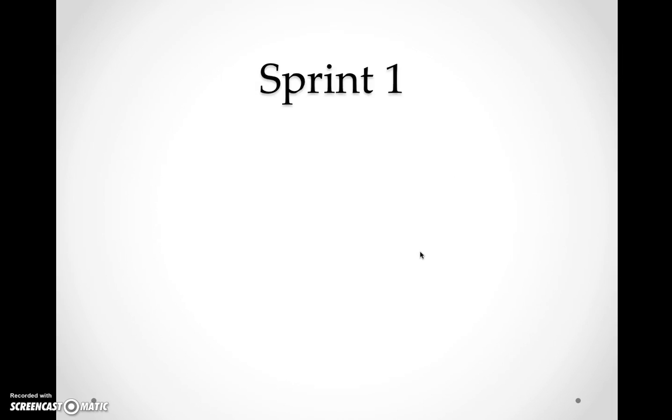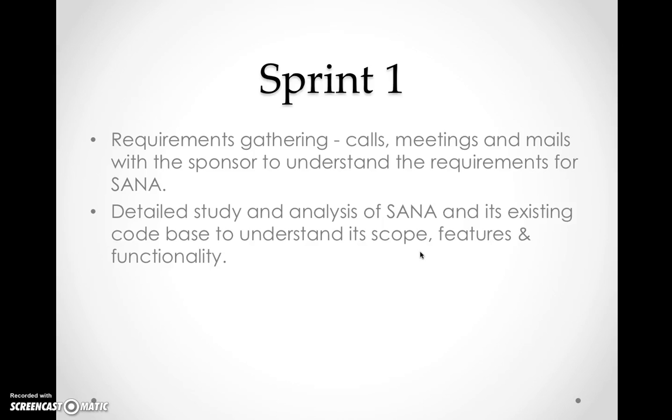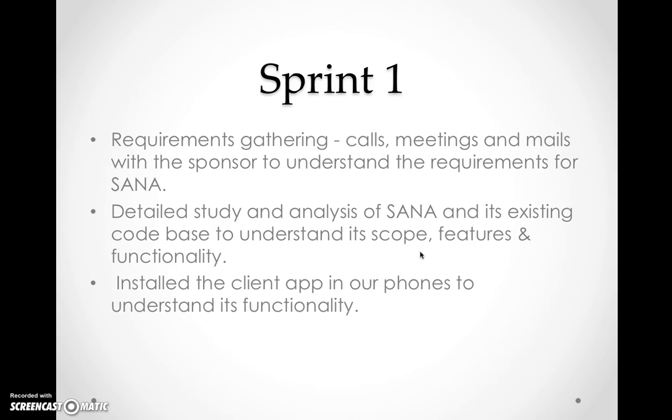Thank you, Bhumika. Now we will discuss in detail the task accomplished by us in sprints 1 and 2. As part of sprint 1, we have worked mainly on gathering the requirements for SANA. Our requirements were not specified in the beginning, so we had to work closely with the sponsors to understand it. As part of the task, we had organized numerous calls, meetings, and mails to finalize the requirement. Apart from that, we have studied and analyzed the SANA code base to understand its existing scope, features, and functionality. We had also set up the client application in our Android phone and forked the existing code in GitHub.